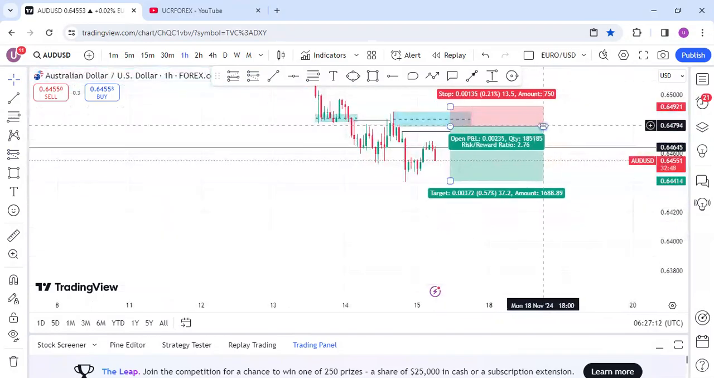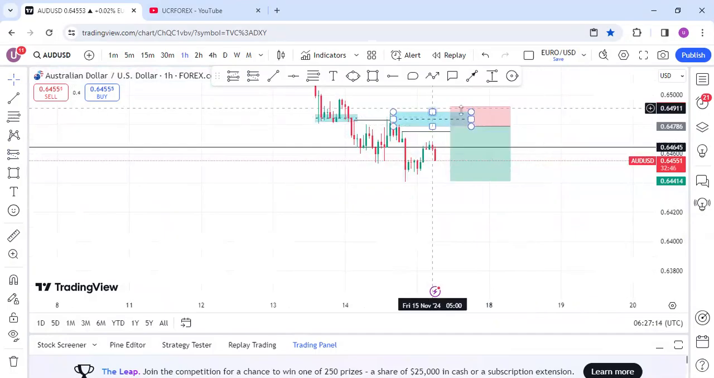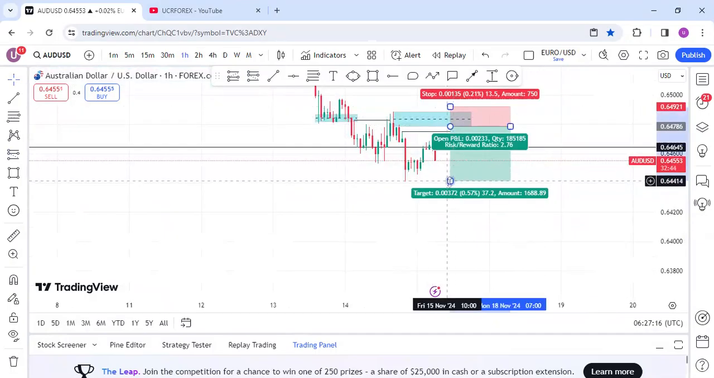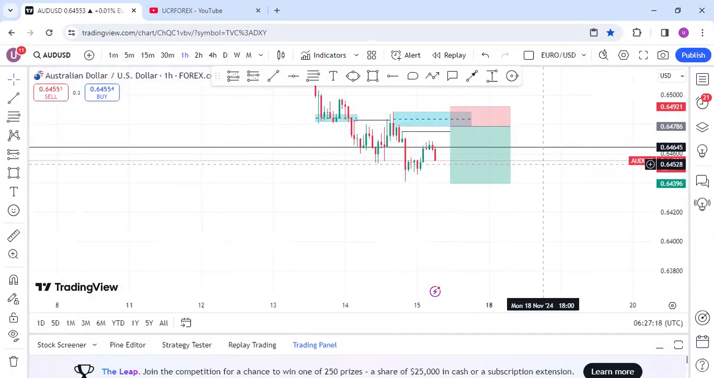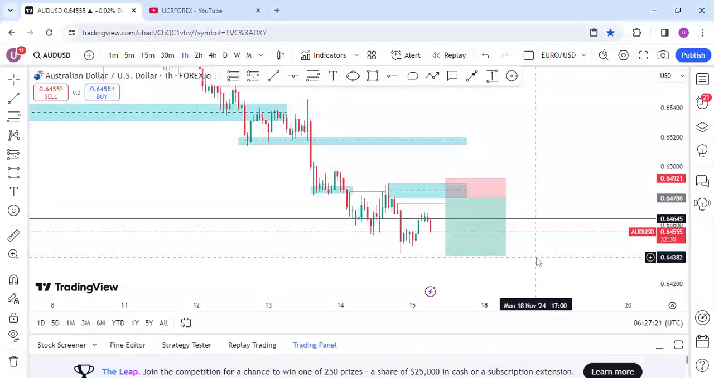So you see, this should be it. So in this part you are risking 13 pips just to make 37 pips. That's good, bro. That's nice. You see, so that is it.